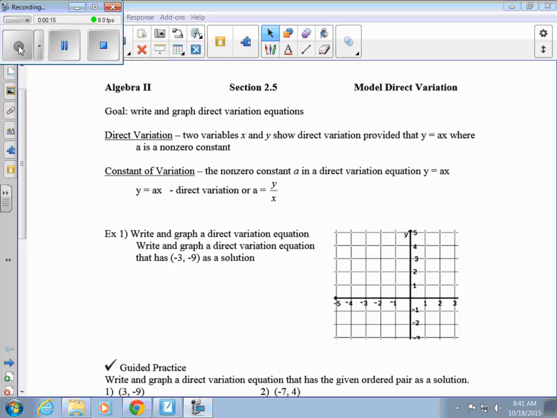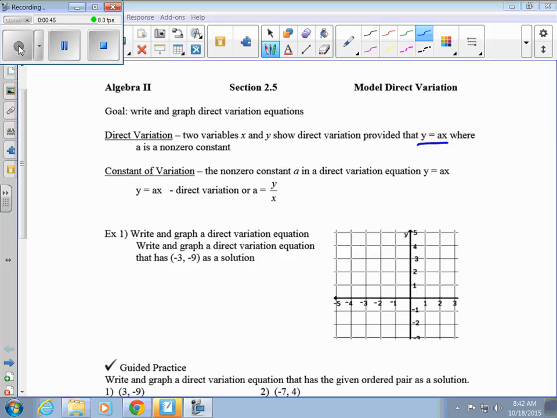A direct variation in two variables, x and y, shows direct variation provided that y equals ax, where a is the constant of variation. It's going to be a non-zero constant, so it's not going to change. It's going to be some number, like 4. So we'd have an equation like y equals 4x, or y equals 3x, or y equals negative 2x. So the constant of variation is the non-zero constant a in the direct variation.